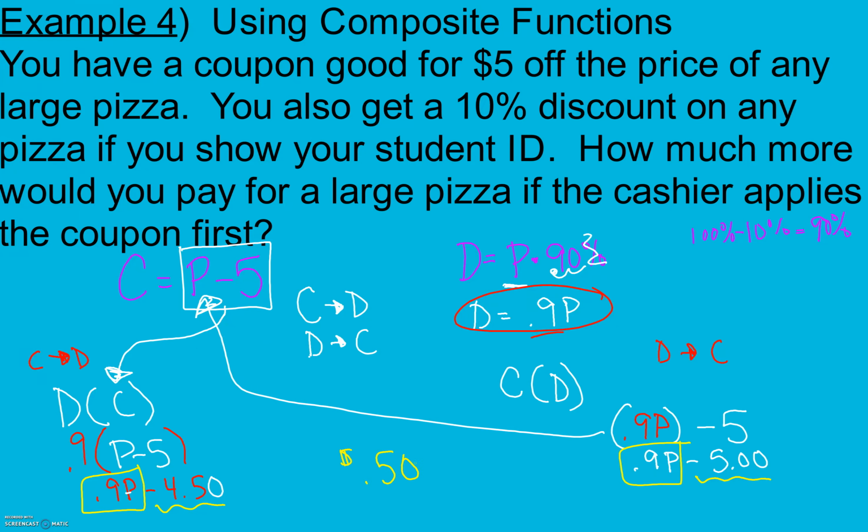So if we do the coupon first and then the discount, we have to pay an extra 50 cents versus doing the discount and then the coupon. Here it works out as subtracting $5. Here it only works out as subtracting that $4.50. So it's an extra 50 cents that we don't get to save.